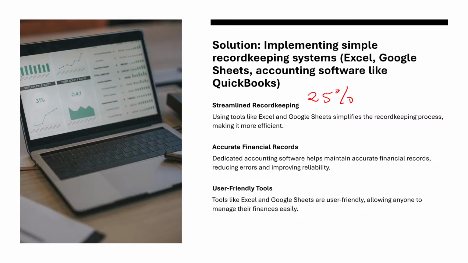So let's all move on now. As we said, you need to implement record keeping systems like Excel, Google Sheets, accounting software like QuickBooks and Zoho Books. That's mistake number one. Mistake number one, we said, is poor record keeping. It will make your business difficult to scale because you are recording poorly. It's not only on the tech side, it's also on your side of making profits as a business. So you need to streamline your record keeping.